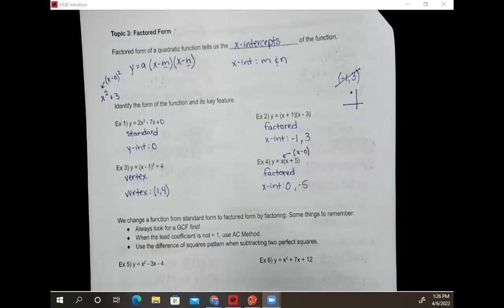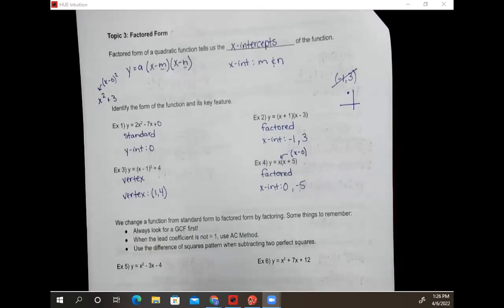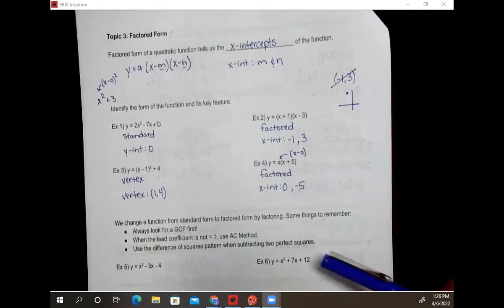I want to start by pulling out any GCFs that I have in my problem. If my lead coefficient, that A value, is not 1, remember that we need to use AC method, and we'll see some examples like that today. And then the last thing to be on the lookout for are those difference of squares problems. If I pulled out my GCF and I have something that's an x squared guy minus a number, I want to think difference of squares.